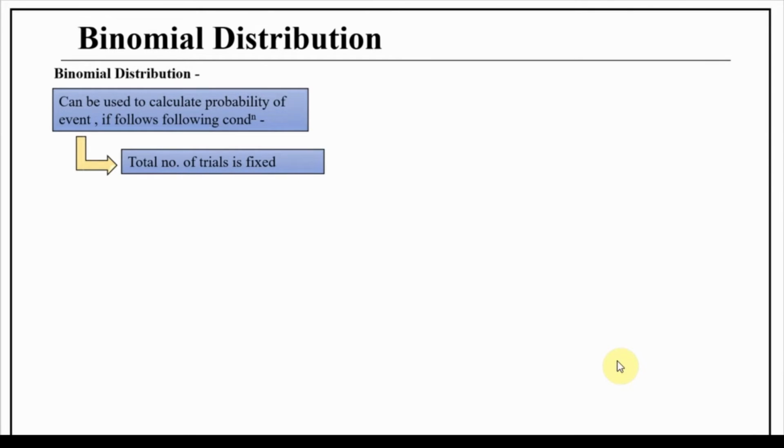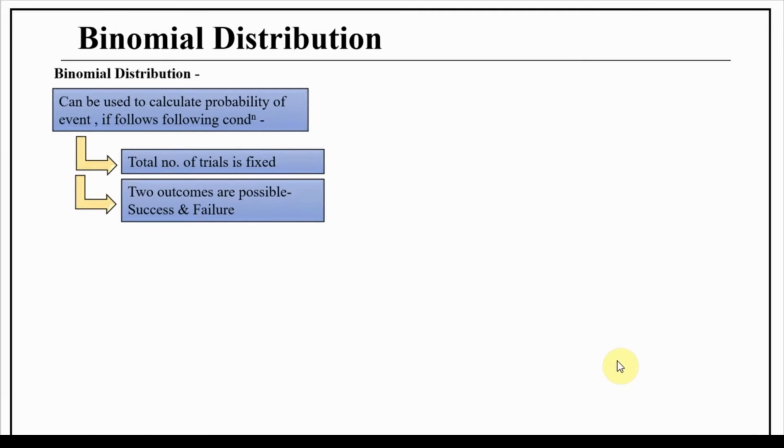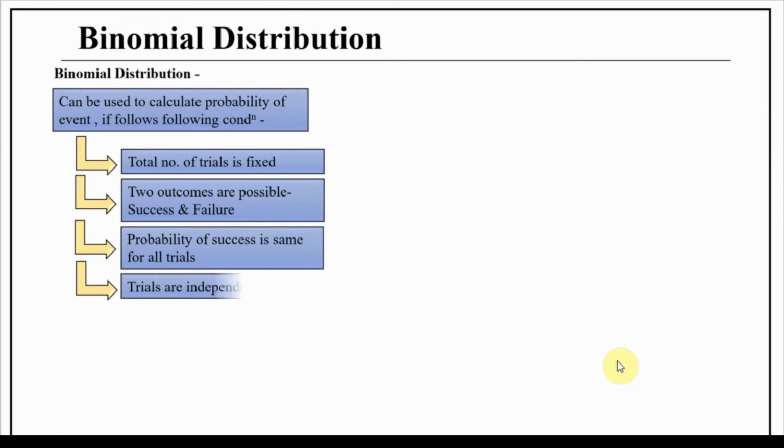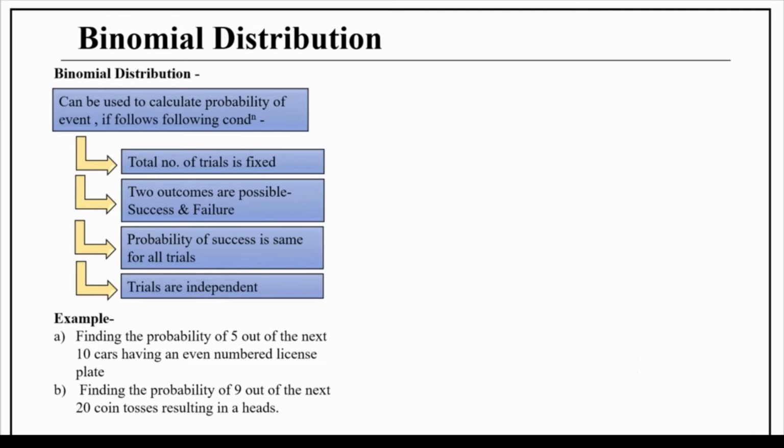Total number of trials is fixed. Two outcomes are possible, success and failure. Probability of success is same for all trials and trials are independent. One example is finding the probability of 5 out of next 10 cars having an even numbered license. The second one is finding the probability of 9 out of next 20 coin tosses resulting in heads.